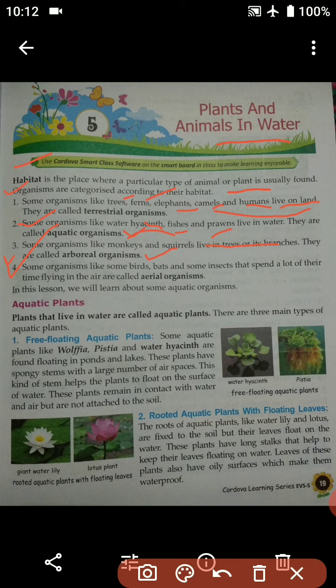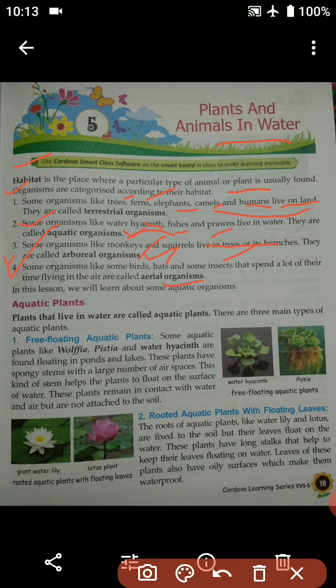Now, number 4, some organisms like birds, bats and some insects that spend a lot of their time flying in the air are called aerial organisms. So, organisms like birds, bats and insects, we all know that they spend a lot of their time flying in the air. So, this kind of animal will be called aerial organisms.